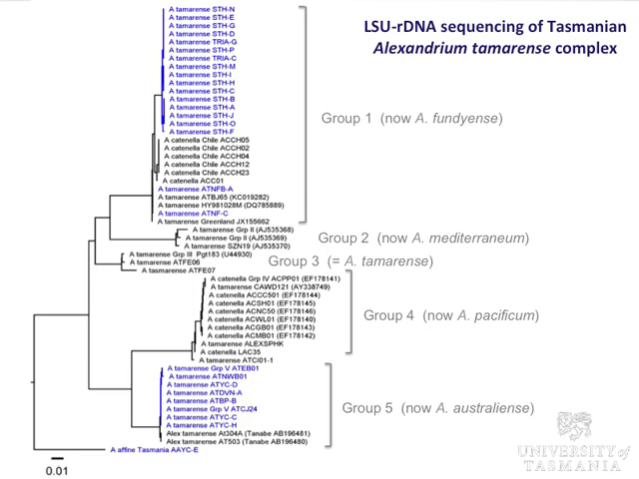Group 4 is now known as Alexandrium pacificum. There's a range, a little cluster there, including isolates from Australia. Group 3 is now Alexandrium tamarense, so that's the one that was first discovered and identified and described from the south coast of England, right, back in the 20s.